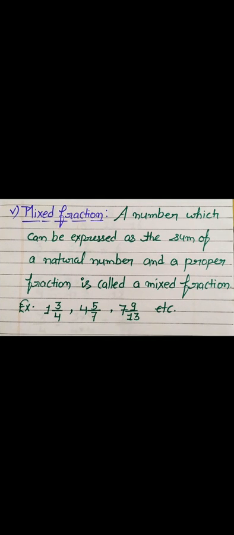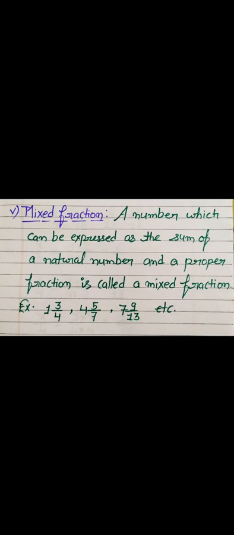Next is mixed fraction. What is a mixed fraction? To convert an improper fraction into a proper form, we convert it into a whole number and a proper fraction, which is called a mixed fraction. A number which can be expressed as the sum of a natural number and a proper fraction is called a mixed fraction, like 1 whole 3 upon 4, 4 whole 5 upon 7, and 7 whole 9 upon 13.